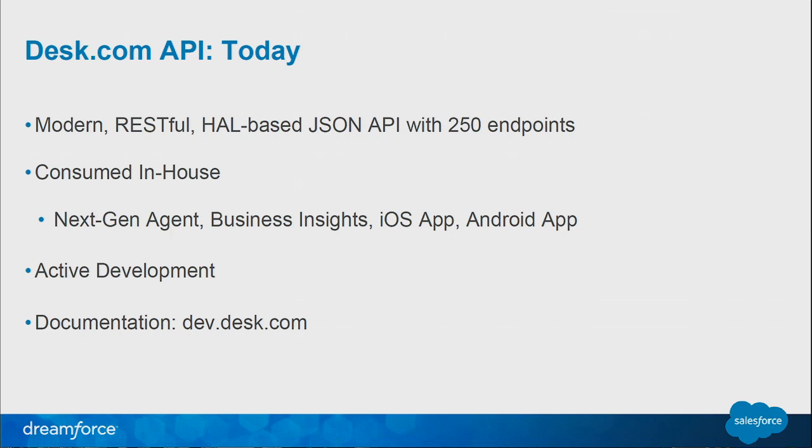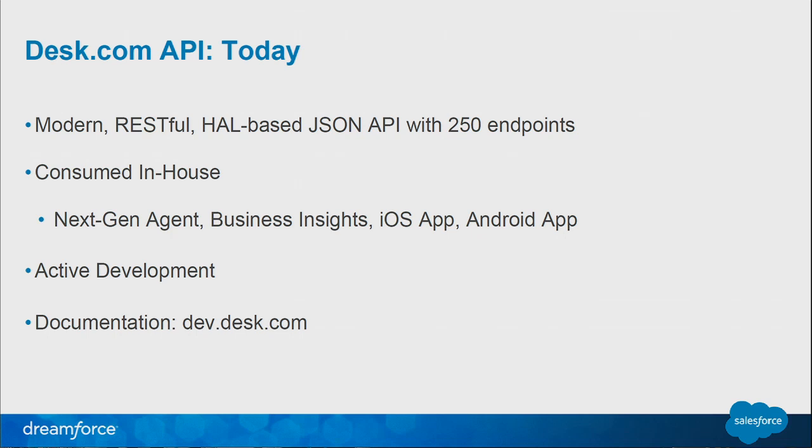So like I said, we consume it in-house. Desk is now an API-first company, so we consume it across all of our new products. Our next generation agent is built entirely on top of our public APIs. If you haven't checked it out yet, the UI is fantastic, the user experience is fantastic. It's extremely fast, like Jazz was mentioning in the stats earlier. Business Insights, that's a reporting product that also entirely consumes our APIs.